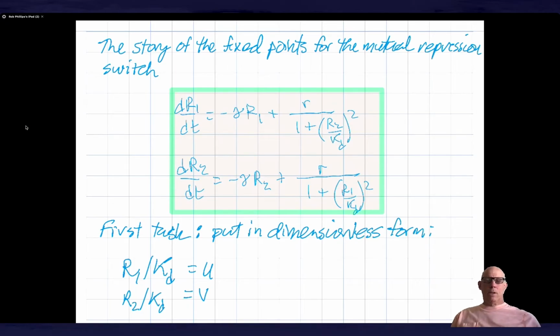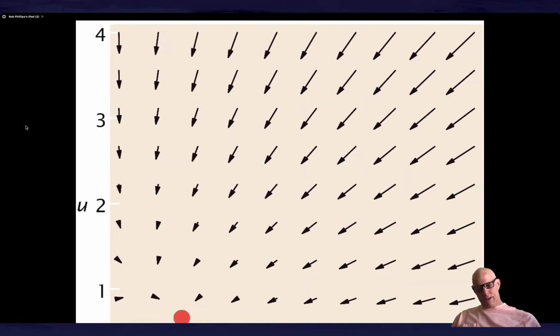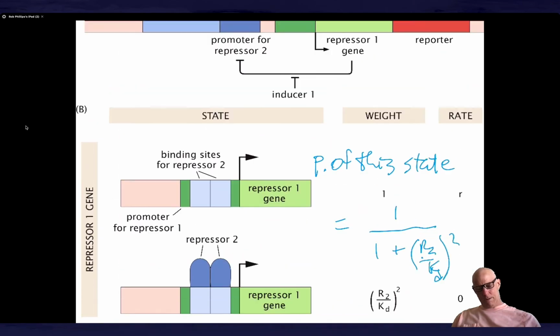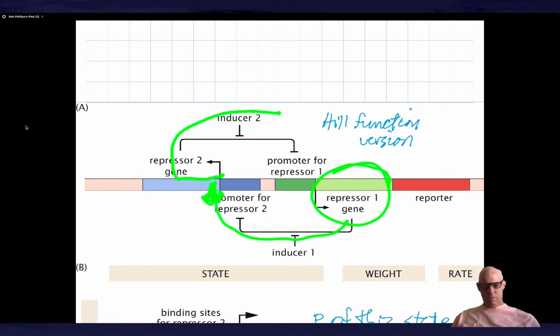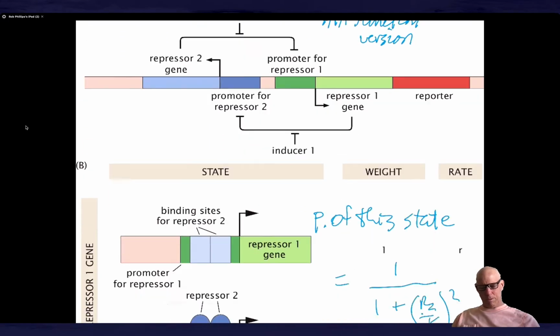Welcome back. So we're in the middle of talking about the mutual repression switch, and let me just remind you what the architecture of that switch is. We thought about this in a previous vignette. The idea is that we have, as you can see here, repressor 1, and it actually represses gene 2. Gene 2 produces a repressor that represses gene 1. So that's the concept of the mutual repression switch.